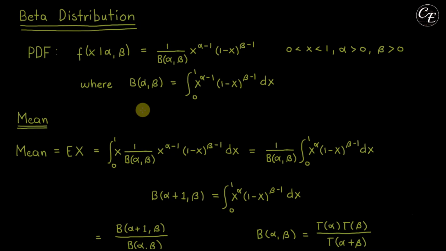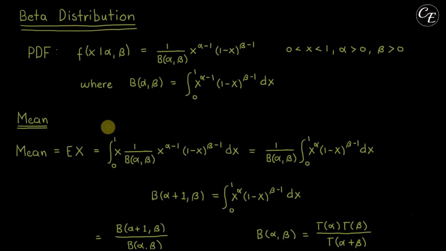Hello everyone, in this video, I'm going to show you how to derive the mean, the variance, and the moment-generating function for the beta distribution. The beta distribution is a continuous probability distribution with a probability density function, or PDF, shown here. Now the function in here is a beta function. It is defined to be this one.